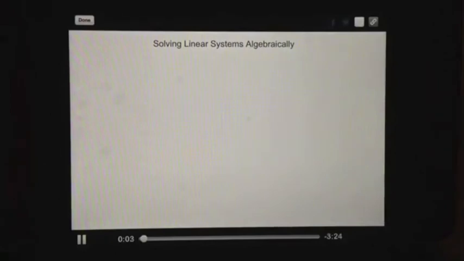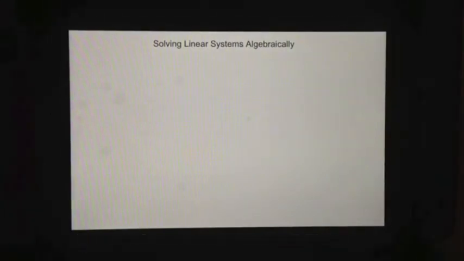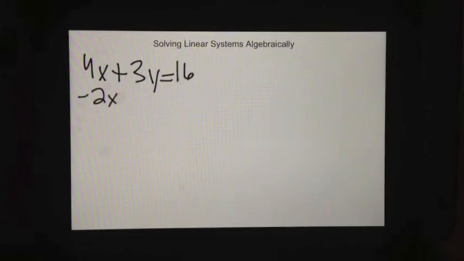The second method I'm going to be teaching you is called the combination method. And with this method, you will want one of your variables in your system to cancel out. For example, we have the system of 4x plus 3y equals 16, and negative 2x plus y equals 7. In order for the variables to cancel, one of them has to be positive and the other one negative. So now we're going to multiply one of the equations by 2 so that they'll be able to cancel. In this case, we're going to multiply the second one by 2.